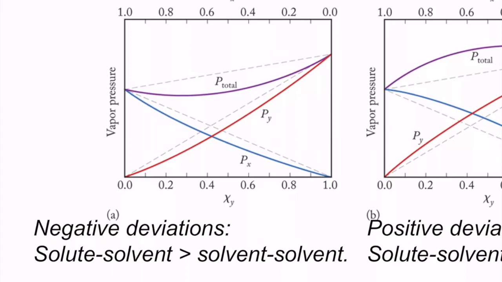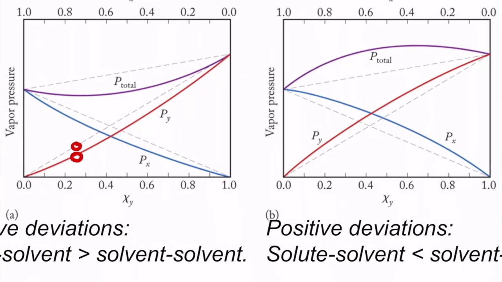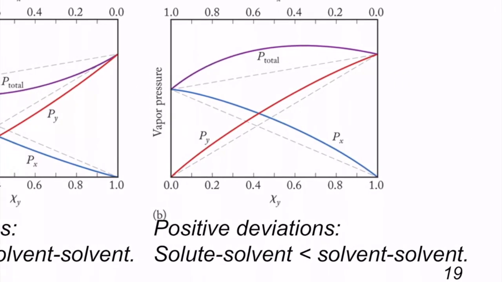Let me draw a point here. We would expect to have this much vapor pressure, but because the interactions between the water and the ethanol are stronger than expected, we actually only see that vapor pressure. So there's less in the vapor phase than we would expect because of the interaction between the solvent and the solute.